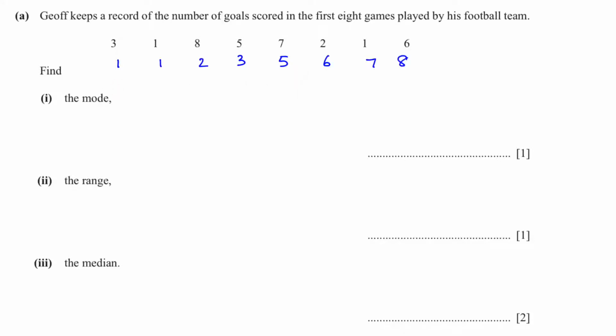Now that we have done that, let's read the question. 1. Find the mode. Mode is the most repeated number. Which is the most repeated number here? 1. So your mode is going to be 1. The range. Range is your highest value minus your lowest value. Our highest value is 8 and lowest value is 1. So the answer is 7.